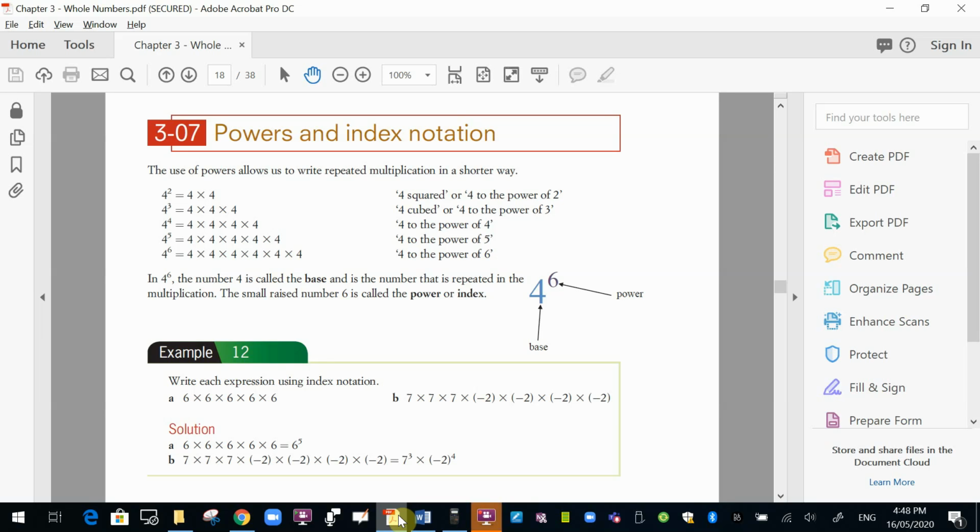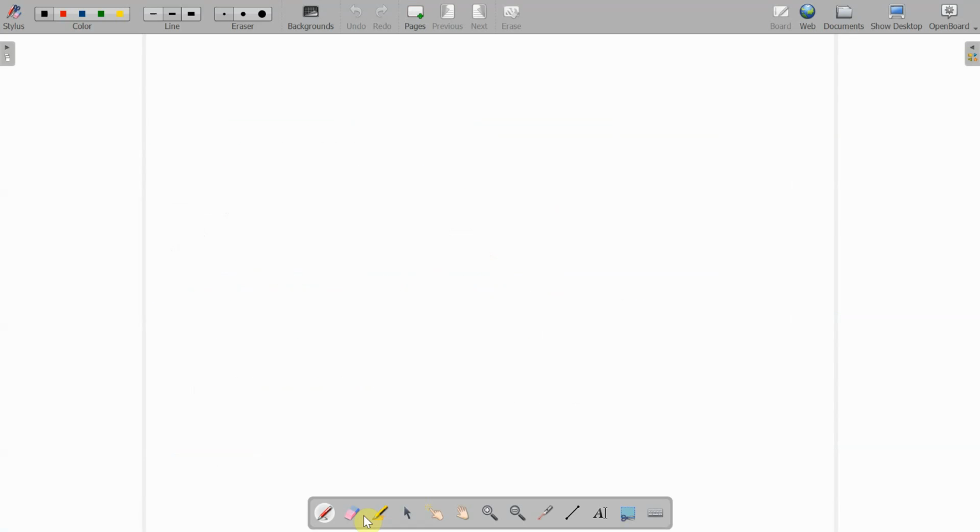Hello and welcome to a session on powers and index notation, section 3-07 in the textbook. But before we do that, some explaining.